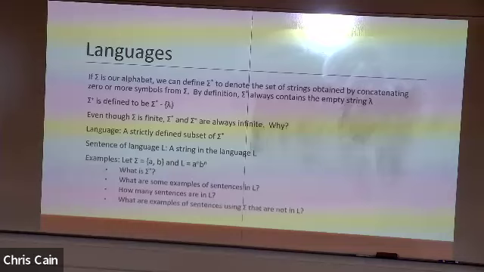And then we already did this one, examples of sentences that use the alphabet that are not in the language. BA was an example of this. ABB would be an example of this. AAB would be an example of this. So there are an infinite number of sentences in the language, and there are also an infinite number of sentences not in the language.